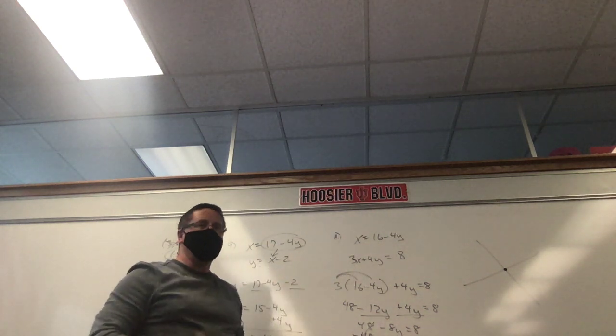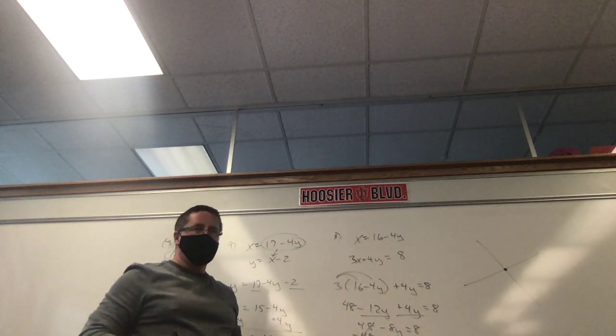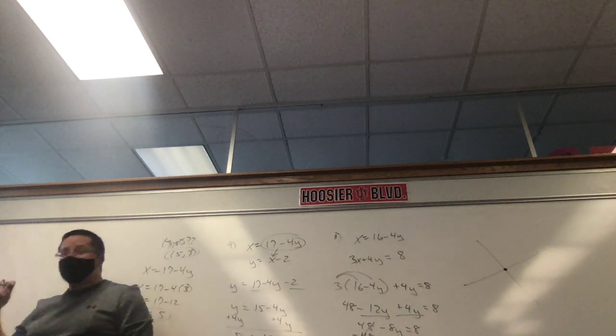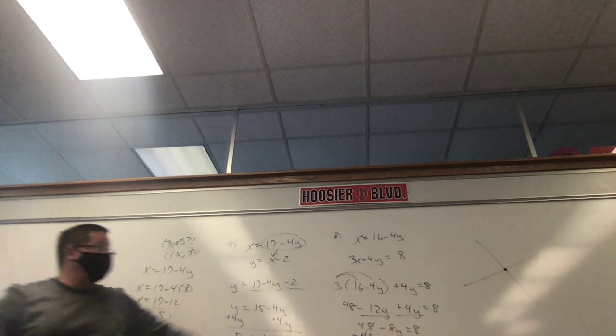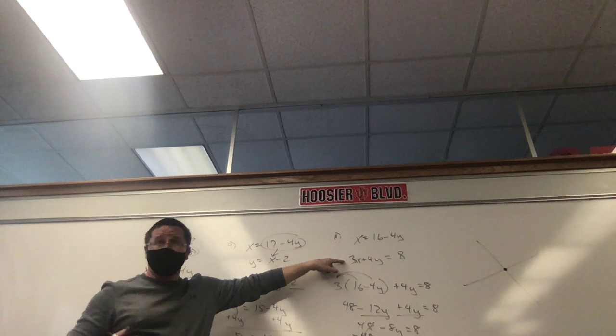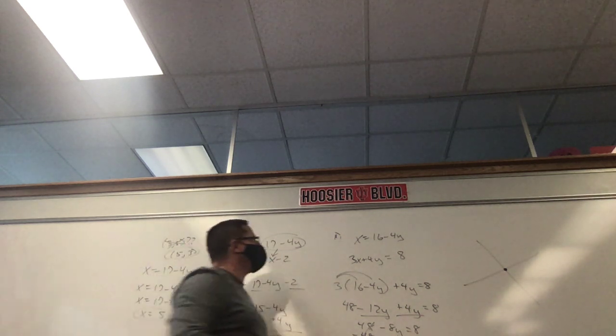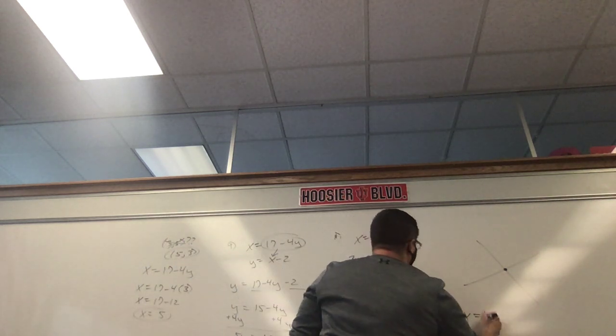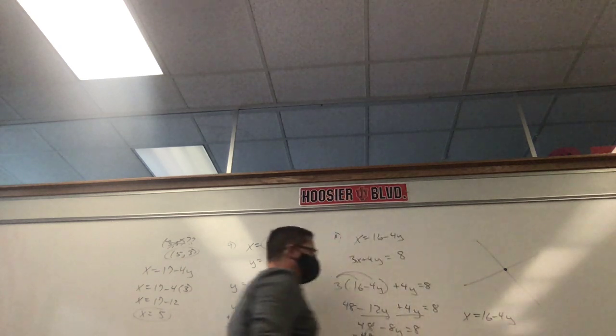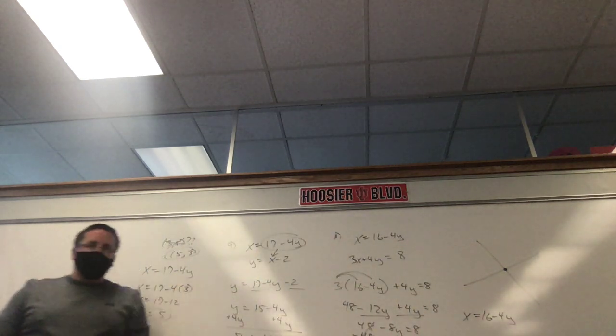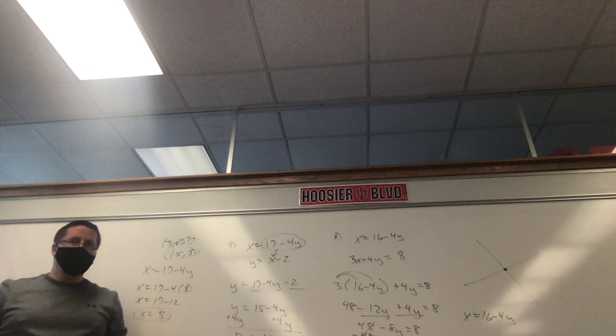It doesn't matter. What do you guys want to do? The top one or bottom? Top one is easier. That's what I tell students. Which one do you think looks easier? Some of you might think this one looks easier. So use that one. I don't care which one you use. He says use the top one. Okay, so x equals 16 minus 4y. But what do we now know? Plug in 5 for y.